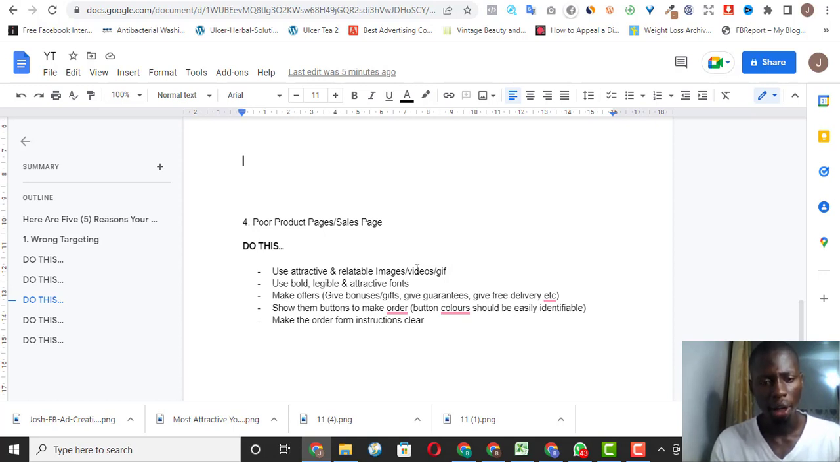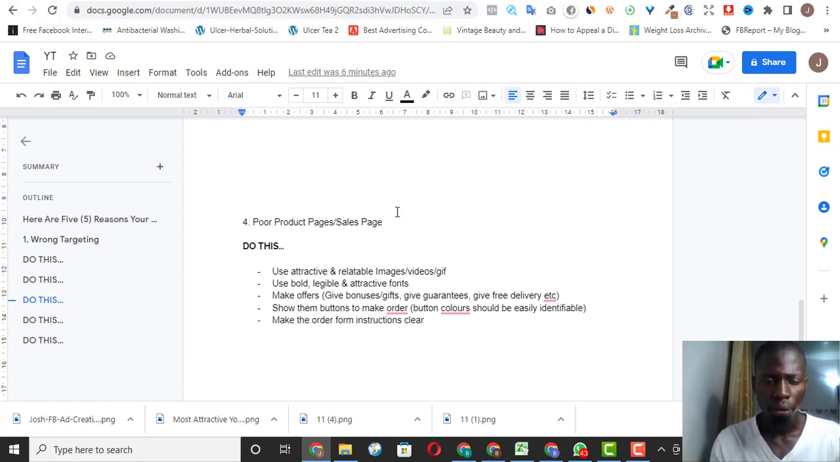Okay, then another thing you should also take note of is make offers. Make offers by giving bonuses or free gifts to your target audience, and give them guarantees, give them free deliveries, give them what is going to make them feel like they are ripping you off, like they are getting all these deals for a bargain, like they are getting this thing for too cheap a price. All right, so these are what you should be looking out for when you are setting up a product page or a sales page for your products.